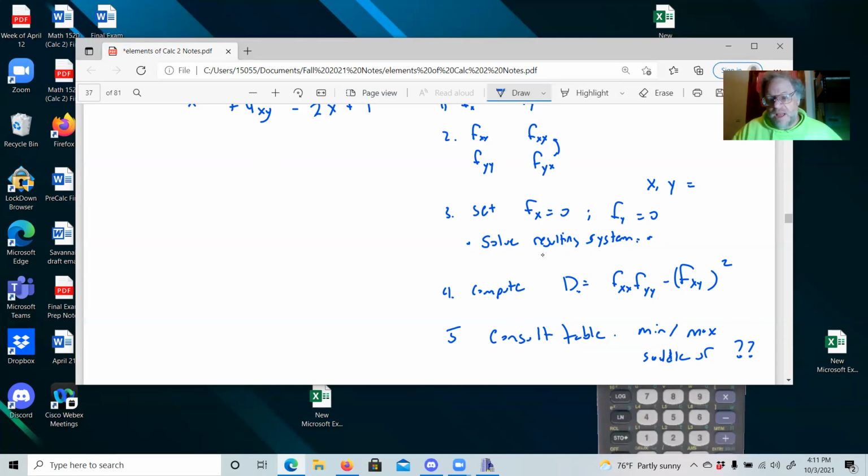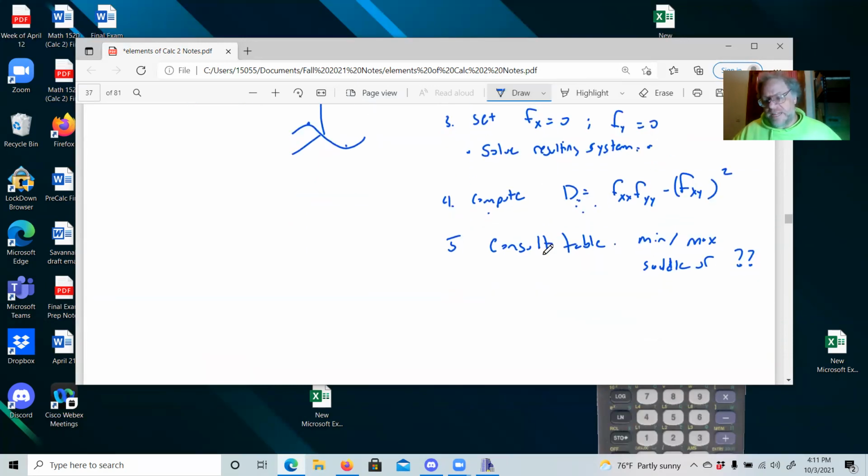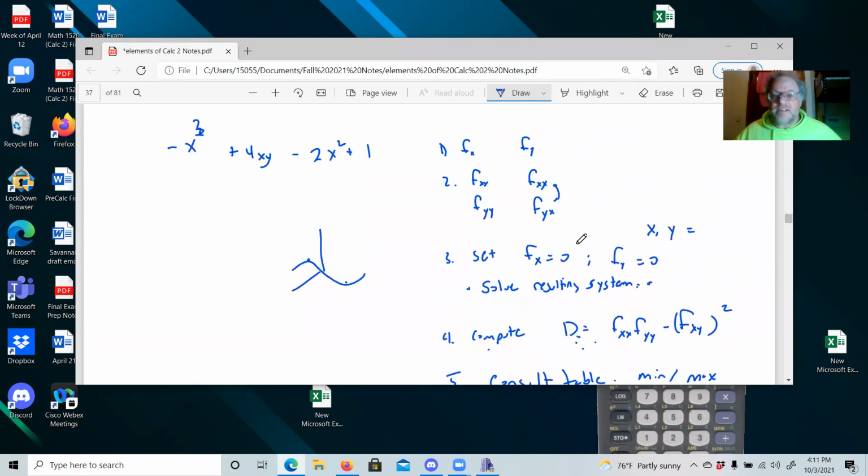Okay, because sometimes you might get some kind of weird thing like that, where you've got both a min and a max. Okay, the way you're going to be able to tell is at those points, what is our determinant? Okay, and then come back to the determinant. We need to know what fxx is. Okay, and then we're going to consult the table and figure out what's going on here. All right, so that's your procedure. All right, so let's just get started with this.